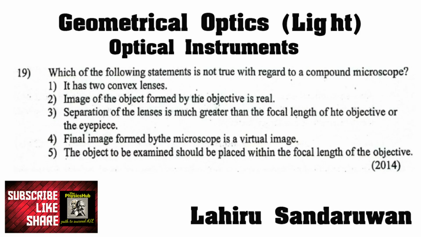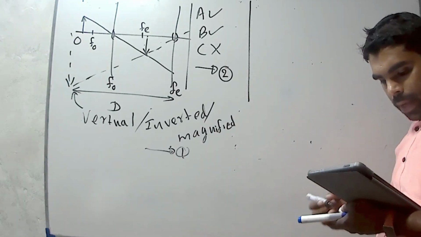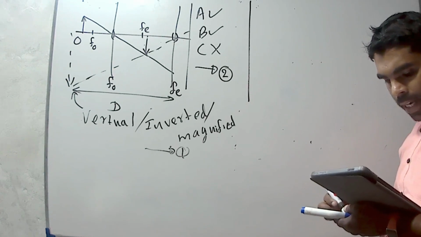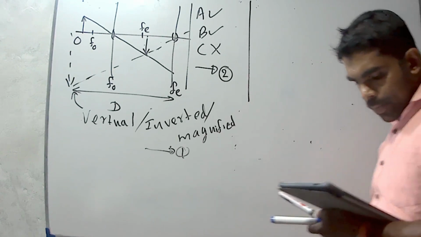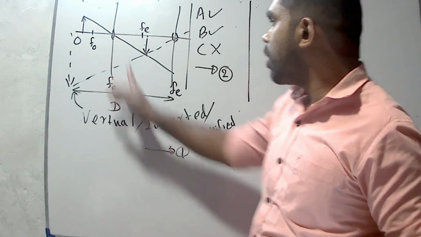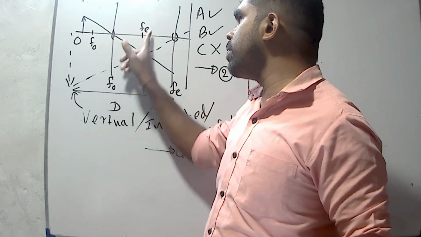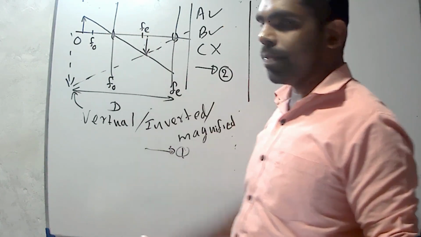Which of the following statements is not true with regard to compound microscope? Not true. 1. It has 2 convex lenses. Yes, it is correct. 2. Image of the object formed by objective is real. Image formed by objective means this image. It is real. Yes, it is correct.